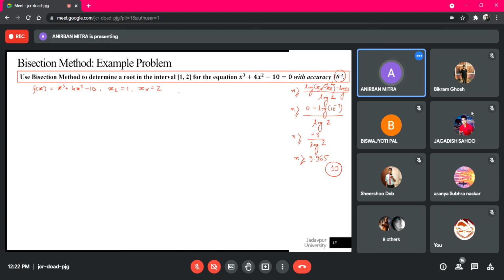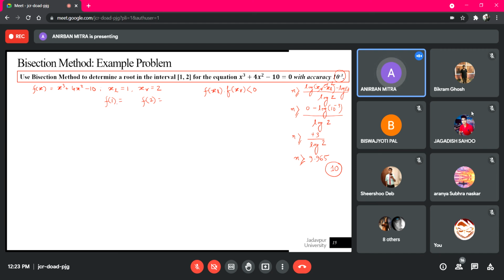Obviously, I'm not going to do 10 iterations. It is going to take time, but at least 1 or 2 I can try to do here. But first of all, here we need to check whether the condition is satisfied or not. That is, f of XL multiplied by f of XR has to be less than 0.